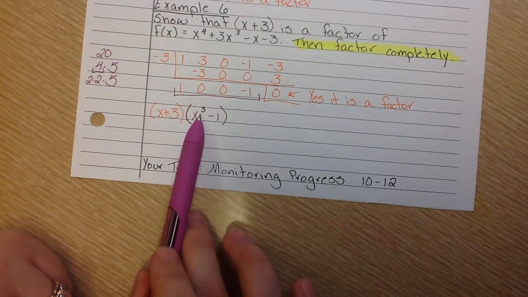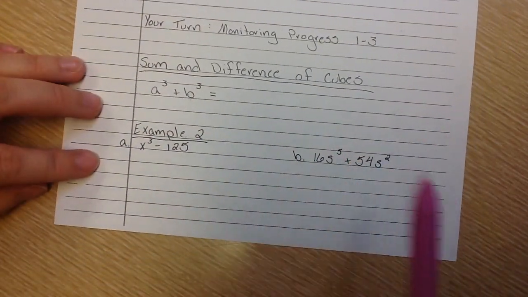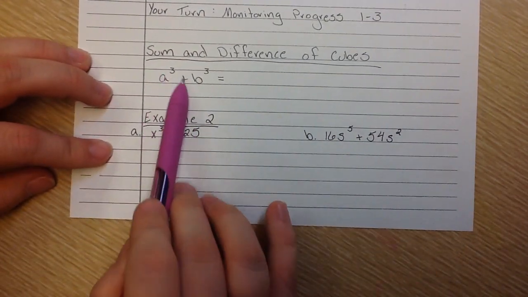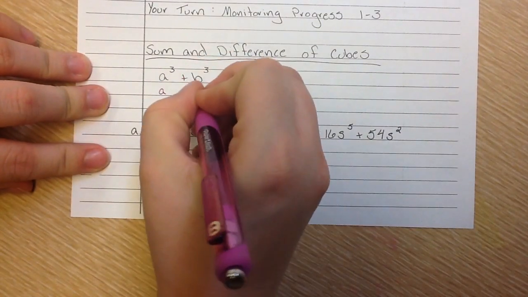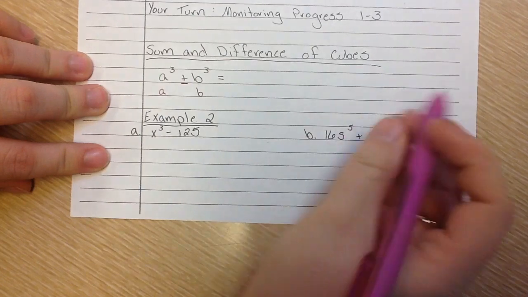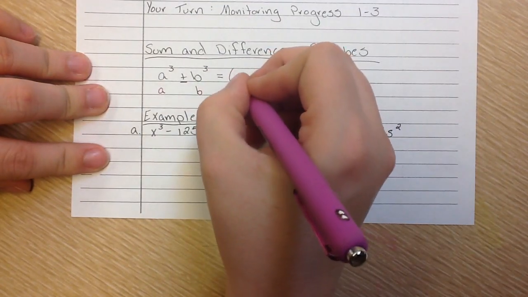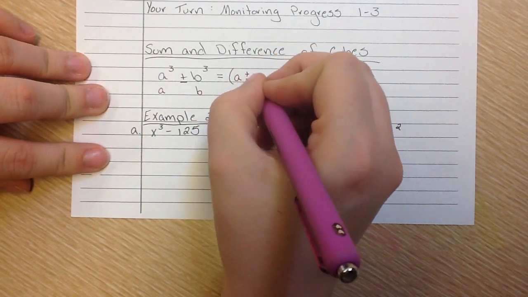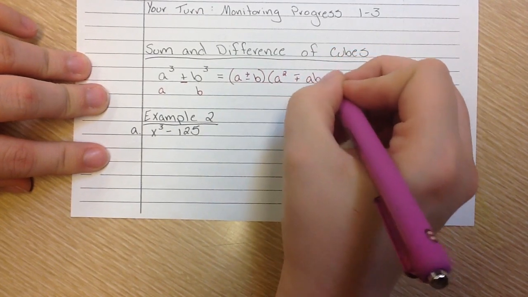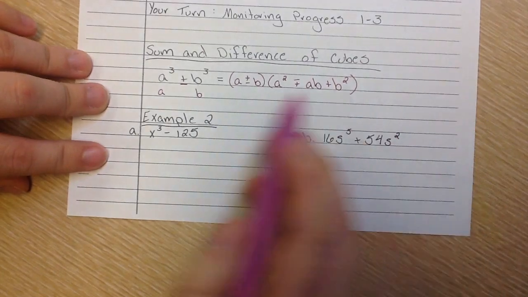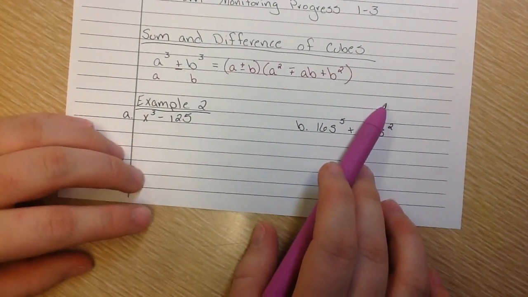Well, you see I have a cube. Well, that leads me back to my whole sum and difference of cubes idea. Sorry, these notes aren't filled in. The sum and difference of cubes, a cubed plus b cubed. If I have the sum of a and b, it also works for subtraction. So it'd be a plus or minus b, times a squared minus or plus ab plus b squared. That's already in your notes, I'm just rewriting it into mine.